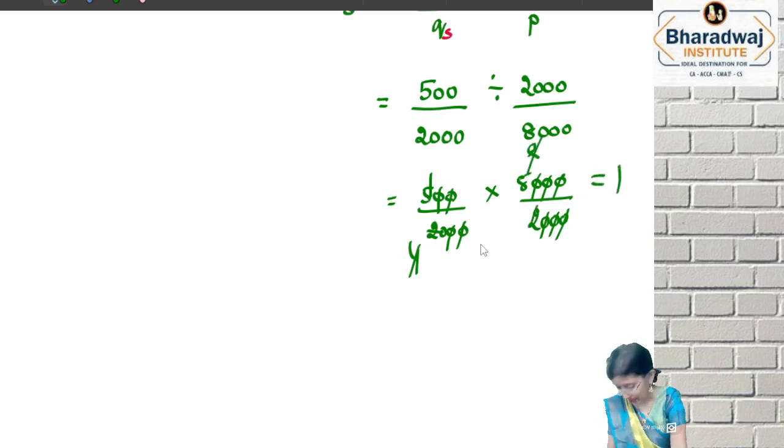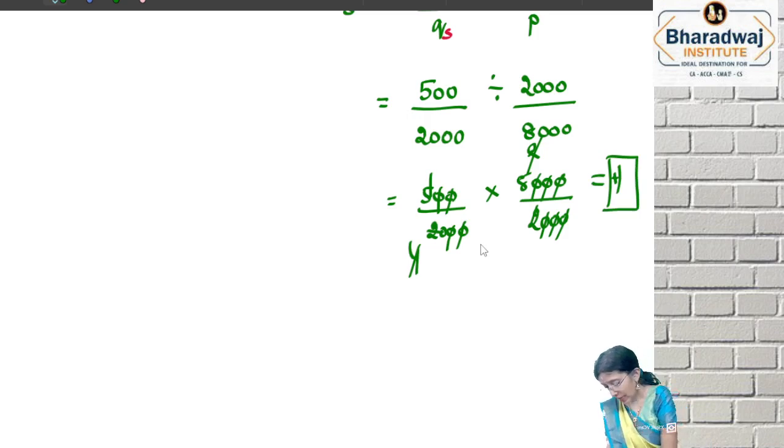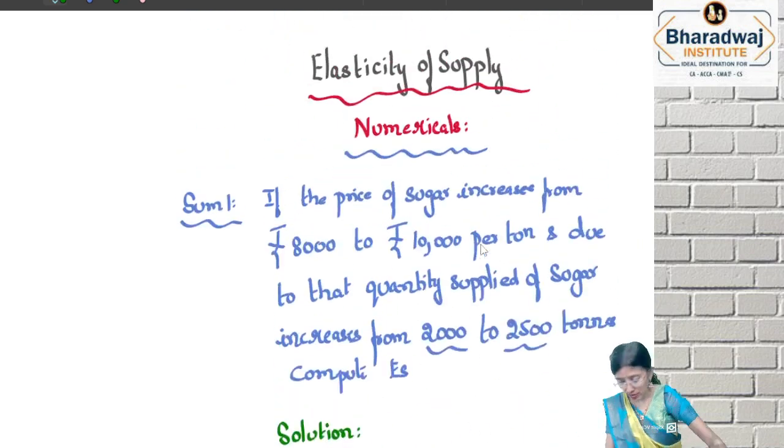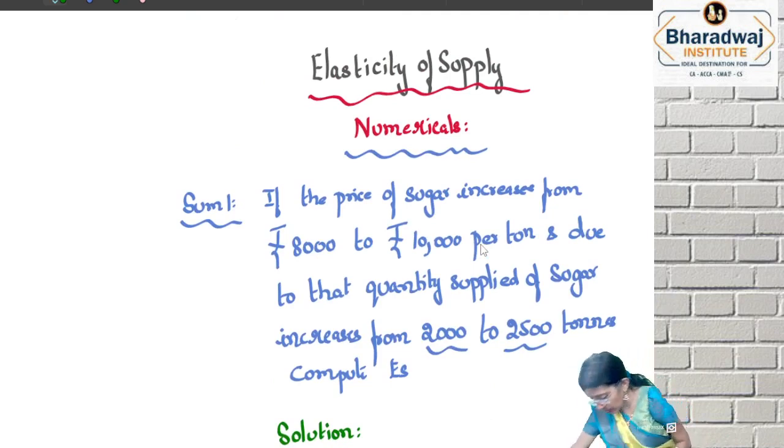Answer is 1. What is this? As the price increases, quantity increases. Plus 1, isn't it? The answer is plus 1. As the price increases, quantity increases. Note down this problem. Note down the solution.